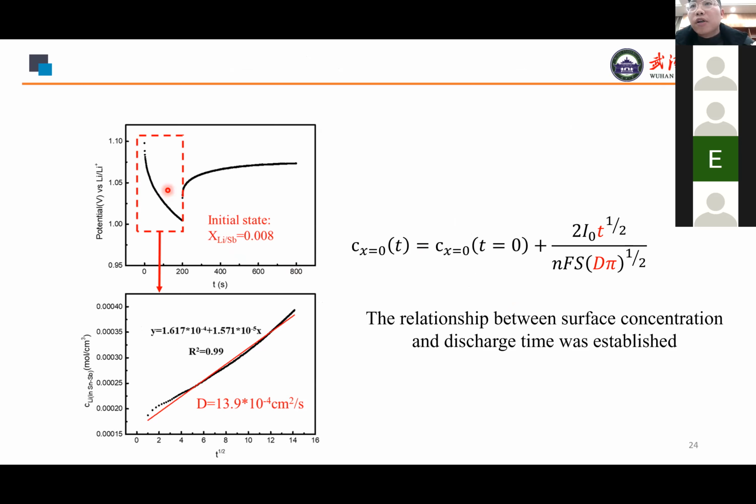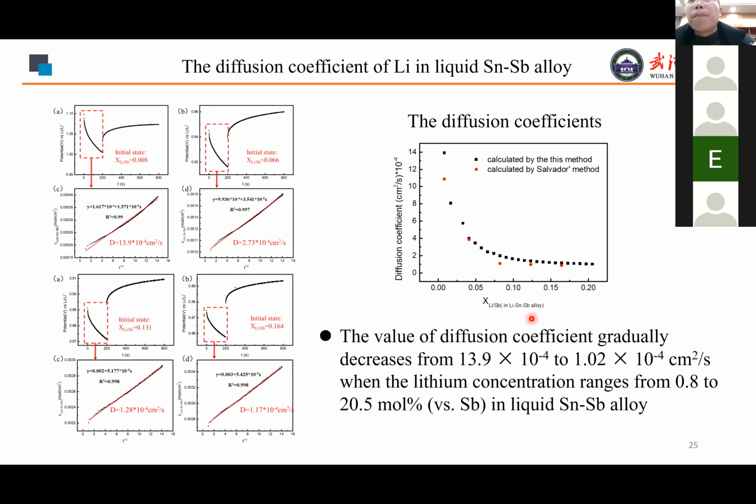This is a potential-time curve during short constant current discharge. We know that the potential of the liquid lithium-tin-antimony alloy is determined by the lithium concentration on the surface. Therefore, from the formula of the lithium concentration with equilibrium potential, this potential-time curve can be converted to a surface concentration-time curve. And then the diffusion coefficient can be solved from Fick's second law. By this method, the diffusion coefficients of lithium in liquid alloy with different lithium concentrations are obtained.